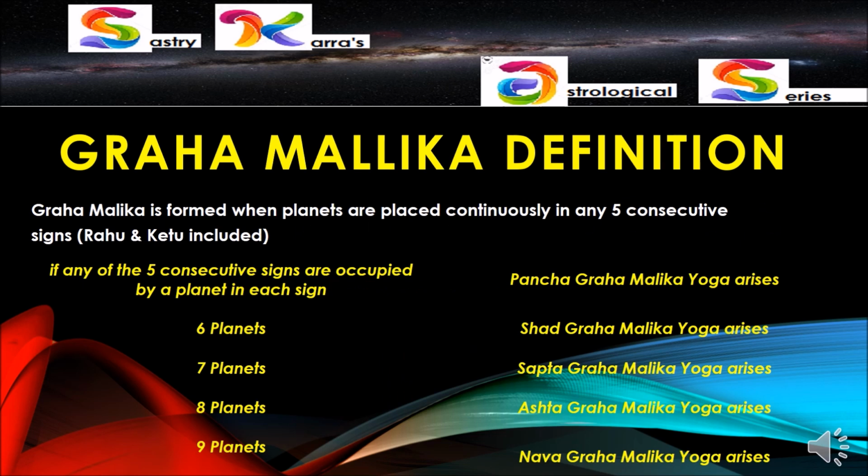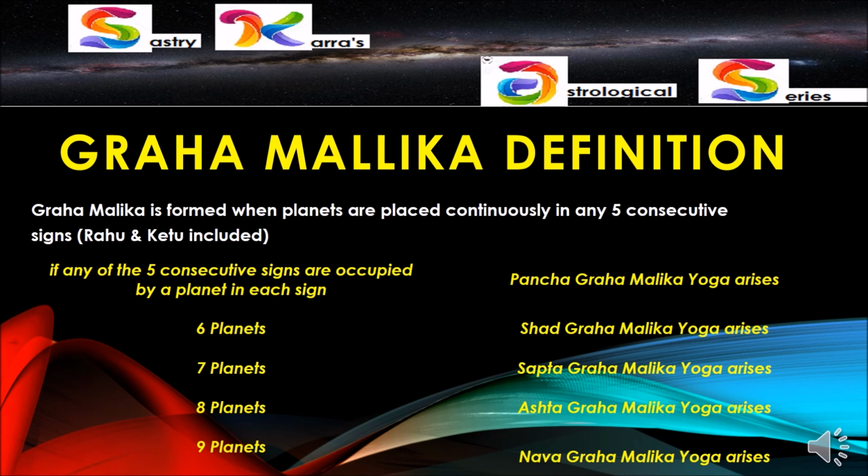Let me explain the definition of Graha Mallika. Graha in Sanskrit means planets, Mallika means garland. So if there is one planet in one Rashi or one house, and consequently all the planets one after the other in every Rashi there is a planet, then it is called a Graha Mallika.